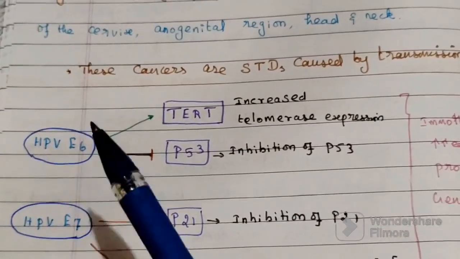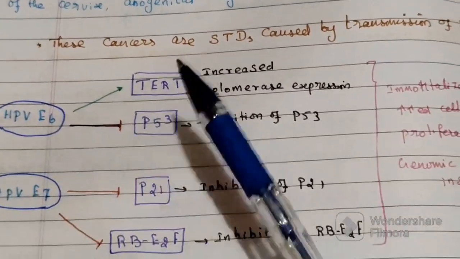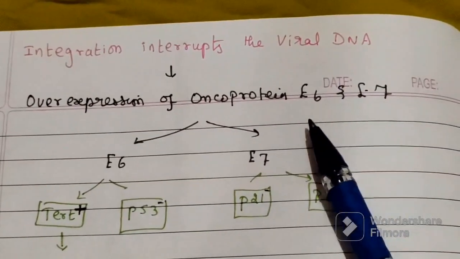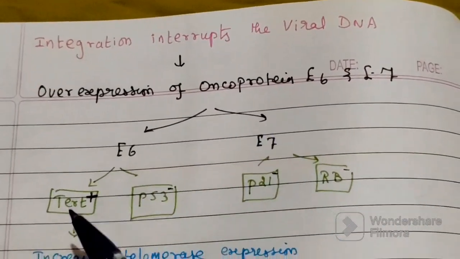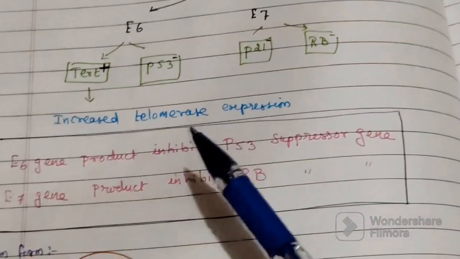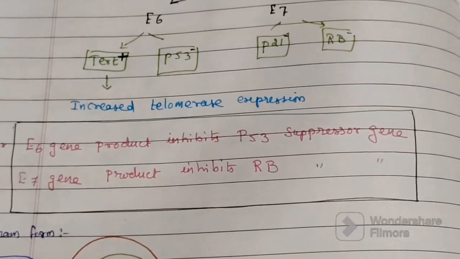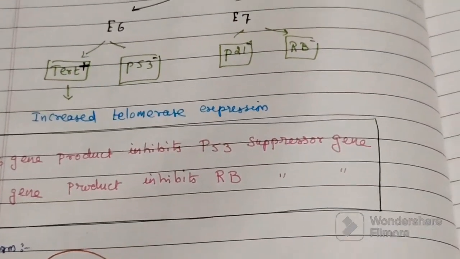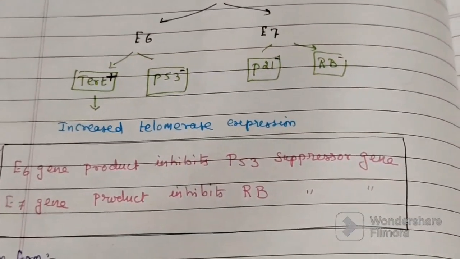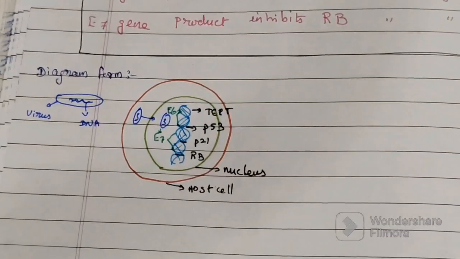Expression of two proteins, E6 and E7, each acts on two genes. Two proteins mutate 4 genes. This one increases telomerase expression. These 3 genes are inhibited. The E6 gene product inhibits the P53 suppressor gene. The E7 product inhibits the RB suppressor gene. This is the diagrammatic form.